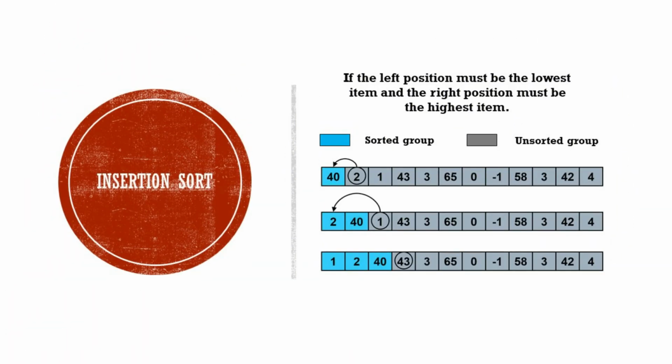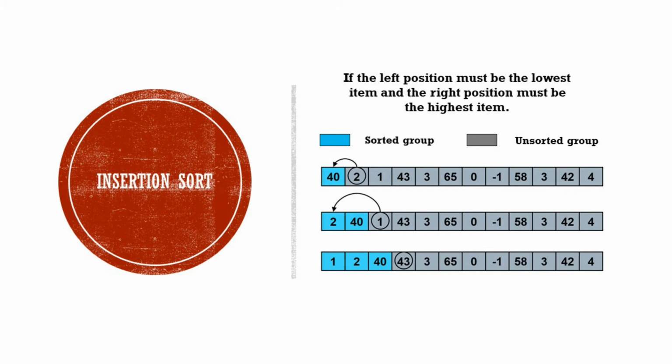So we take a look at the example. The left position must be the lowest item and the right position must be the highest item. The blue one is the sorted group and the grey one is the unsorted group. So we take a look at the first row. From the left side, we have 40. Beside 40, we have 2. So 2 is lower than 40, so 2 will move to the left side of 40.